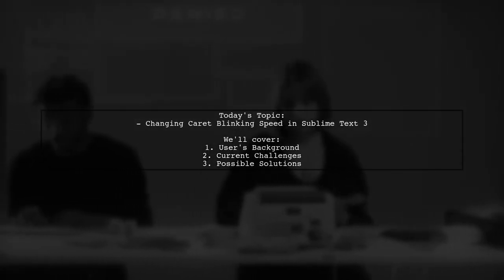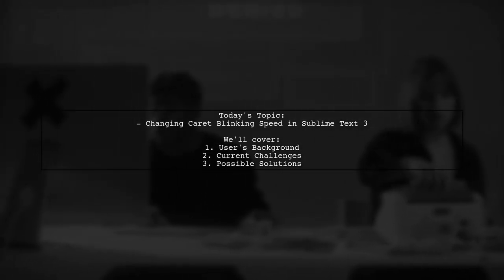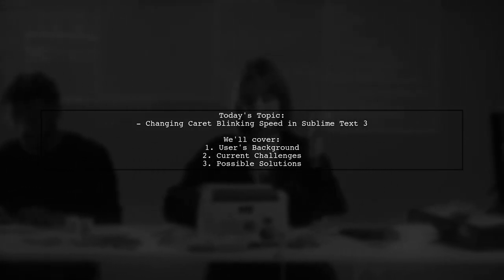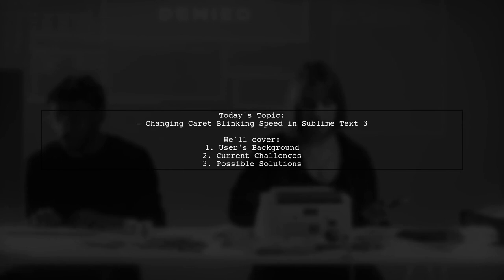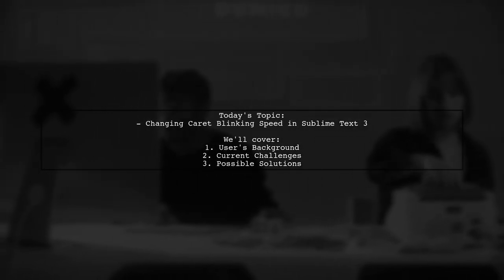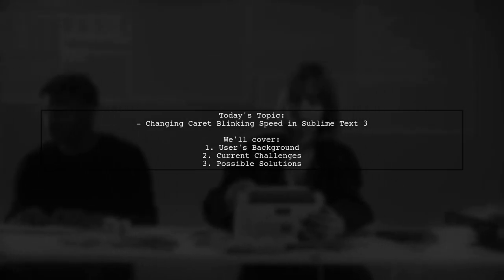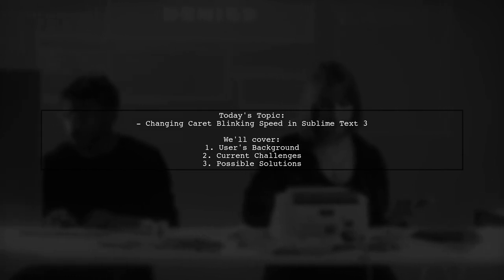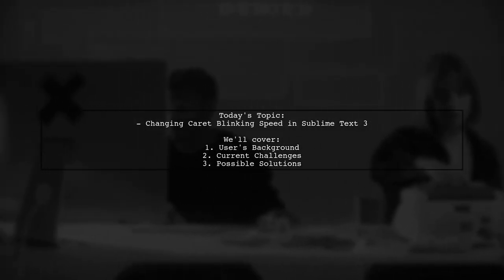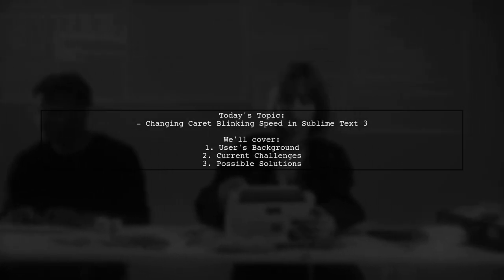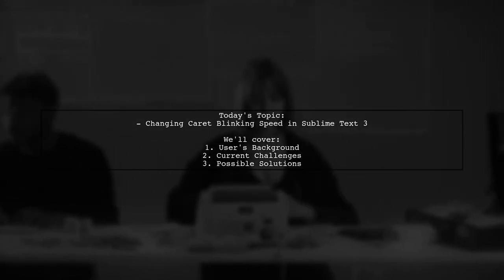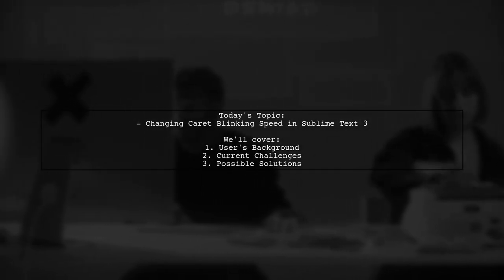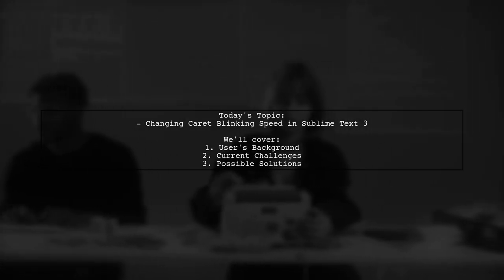Today, we're addressing a question that many users of text editors might have. Our viewer is currently using Sight and appreciates the ability to adjust the Caret blinking rate through a simple configuration. Now they're exploring Sublime Text 3 on Linux Mint 18.1 and are curious about how to achieve the same effect. They've found some Caret properties, but are struggling to locate the specific setting for Caret blinking speed. Let's dive into how we can help them change the Caret blinking rate in Sublime Text 3.